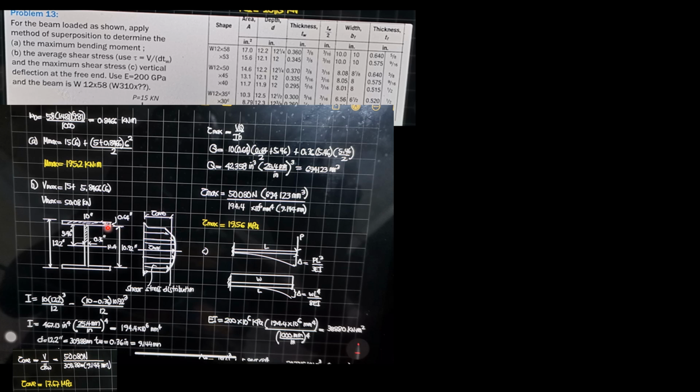So Q is equal to 10 times 0.64. Then the moment arm of that area from the neutral axis is half of 0.64 plus 5.46, plus the moment of area of this half web, which is 0.36 times 5.46, moment arm half of 5.46. So Q is 42.358 inches cubed, converting it to mm cubed, times 25.4 cubed.